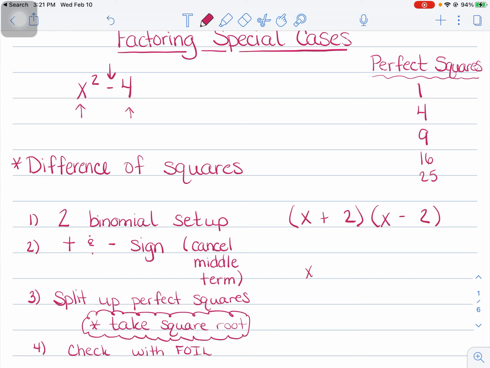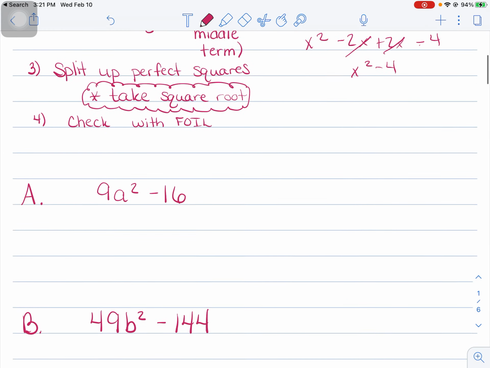So x times x is x squared. x times negative 2 is negative 2x. 2 times x is positive 2x. And then a positive and a negative give me a negative 4. Notice my middle terms cancel out, and I'm back to where I started, which was the difference of perfect squares, or difference of squares. So that's one of our special cases we're going to work with.